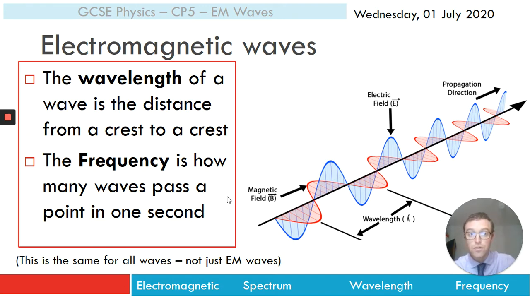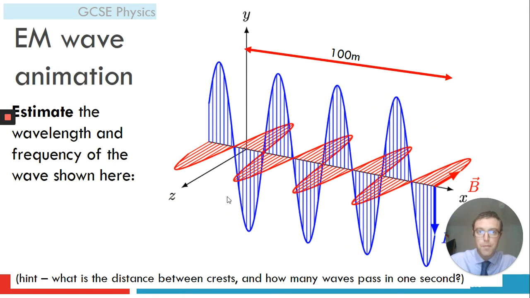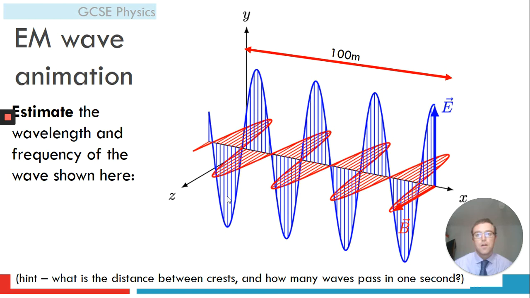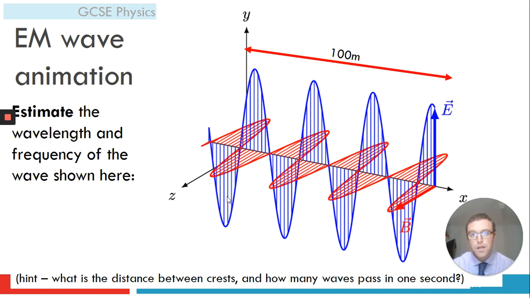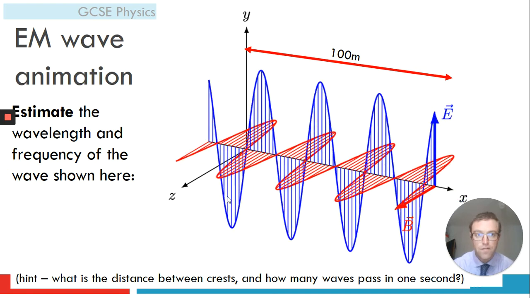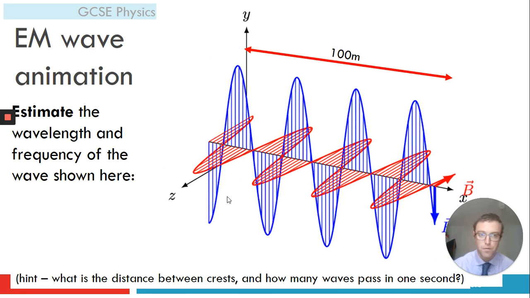Okay, I would like you to copy down the red box, as we always do. What is a wavelength and what is the frequency of a wave? Excellent. Now, for a bit of practice. I've told you what wavelength and frequency are. Here we have a GIF of a wave, the same GIF we saw before, of an electromagnetic wave.